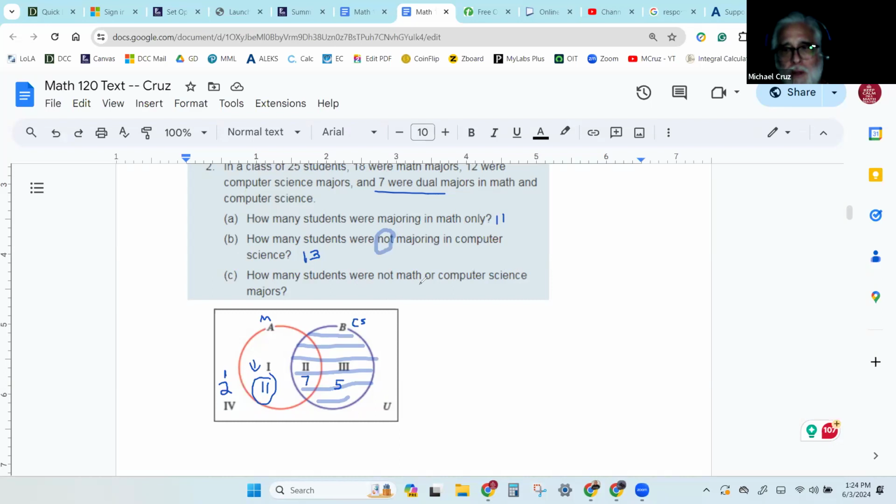And then how many were not either one, not math or computer science? Well, that's just the 2. So we don't know what those were majoring in, but they're not math or computer science.